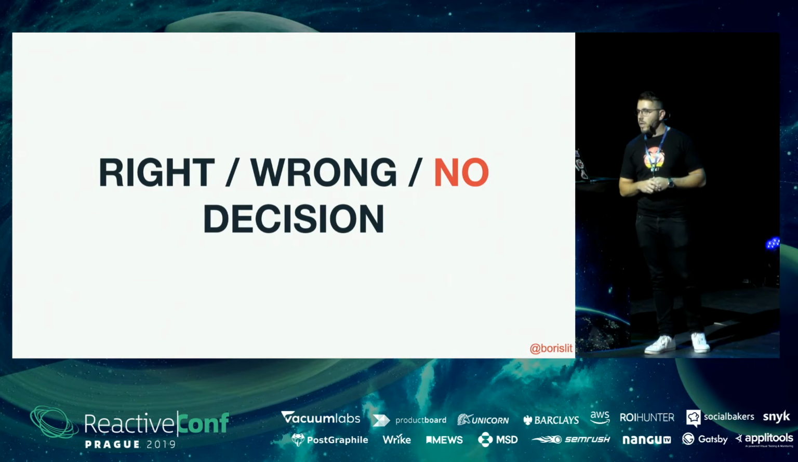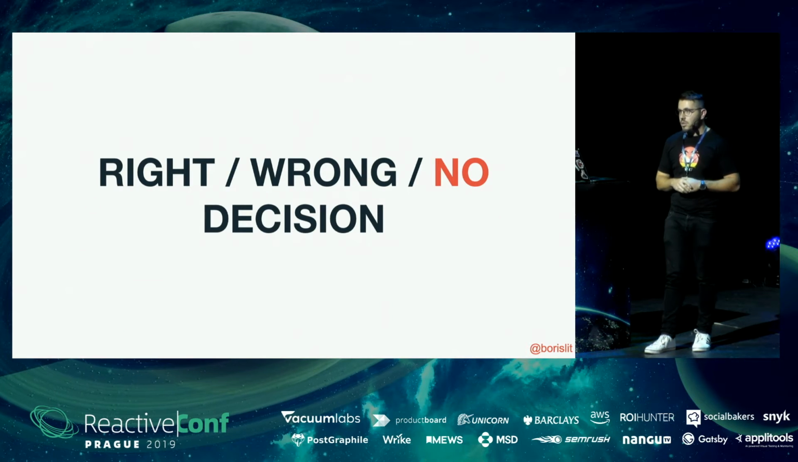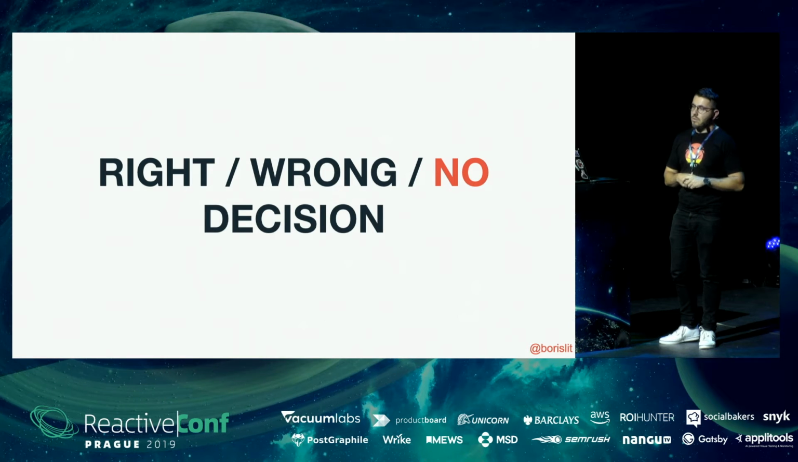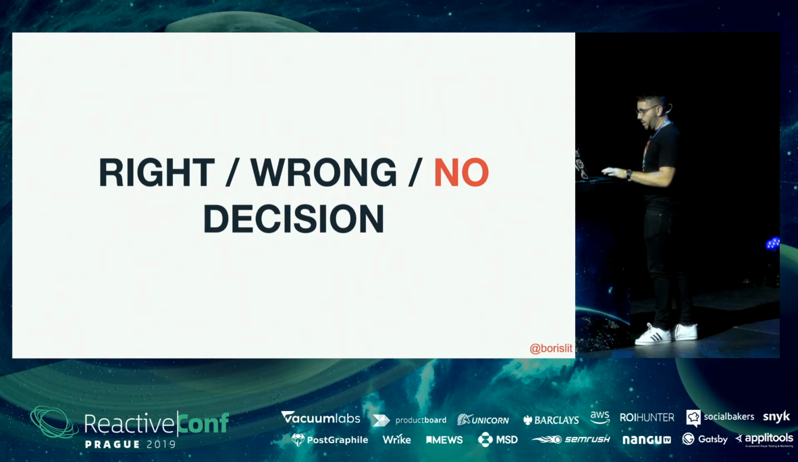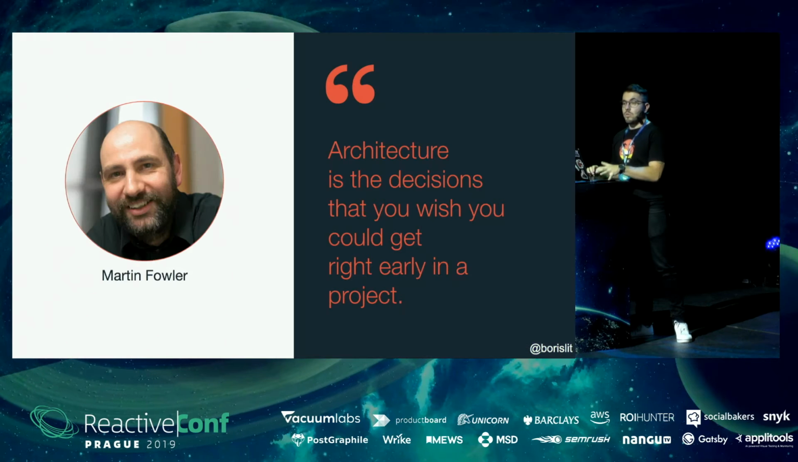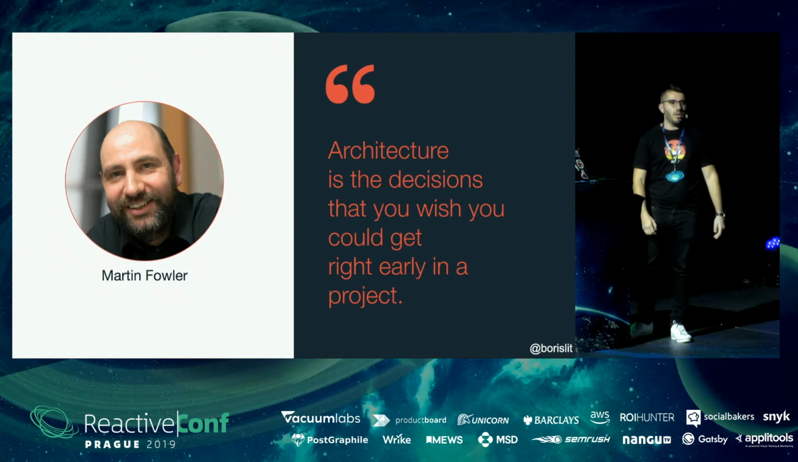And so today I'm here to tell you that in cases where you don't know whether the decision you're making is right or wrong, there is a third option. And the third option is to postpone the decision as long as you can in order to gain more information. Otherwise, that decision can have crippling implications on your project. So let's start by talking about why we should be postponing our decisions.